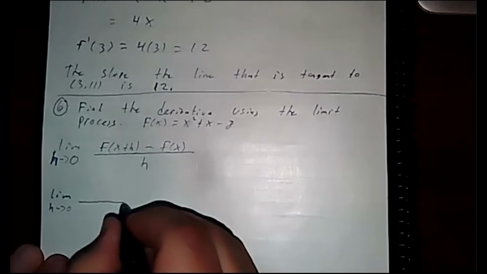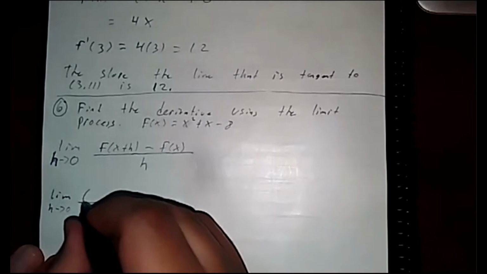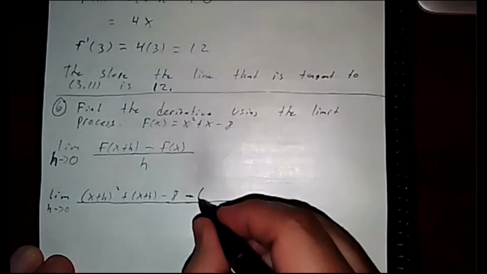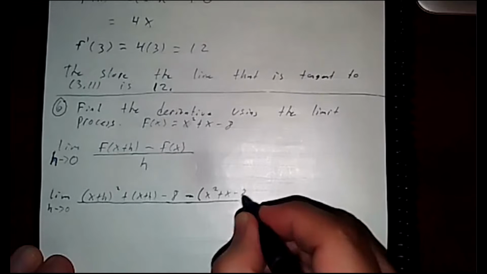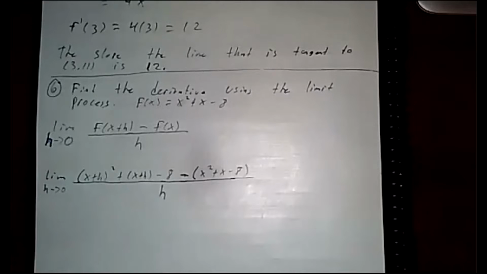So let's keep going here. So the limit as h approaches 0, you got to plug in f of x plus h. So f of x plus h means you're going to plug in x plus h at each single x value and then simplify. So you're going to get x plus h squared plus x plus h minus 8, right? Yes. Minus f of x, which is x squared plus x minus 8. Do you agree with this so far? You see where this came from?